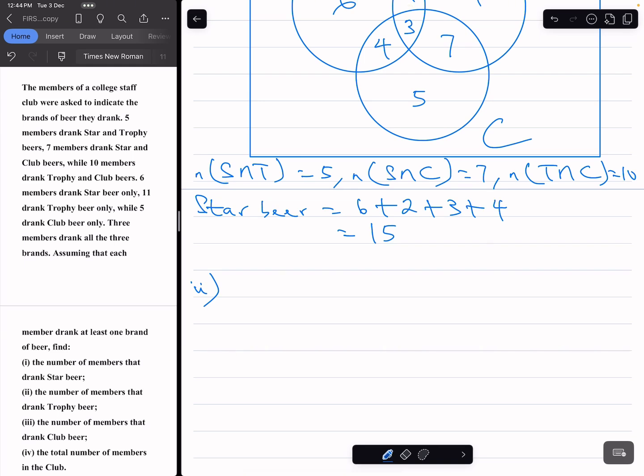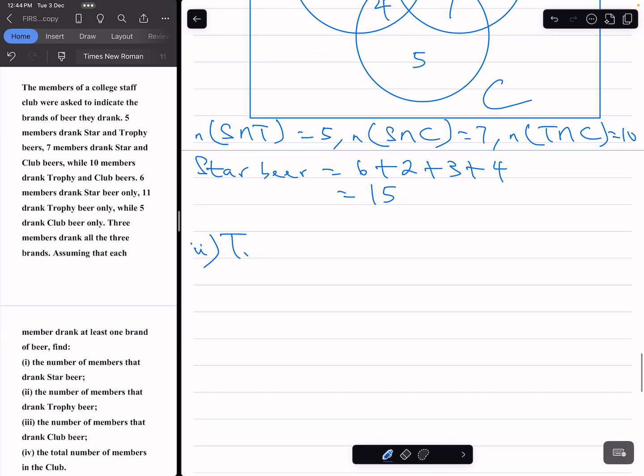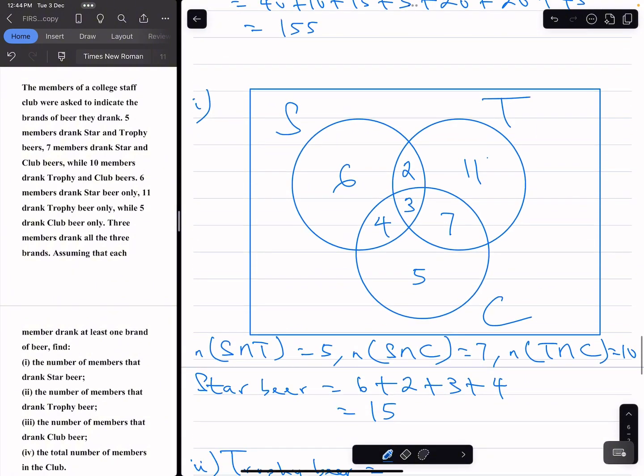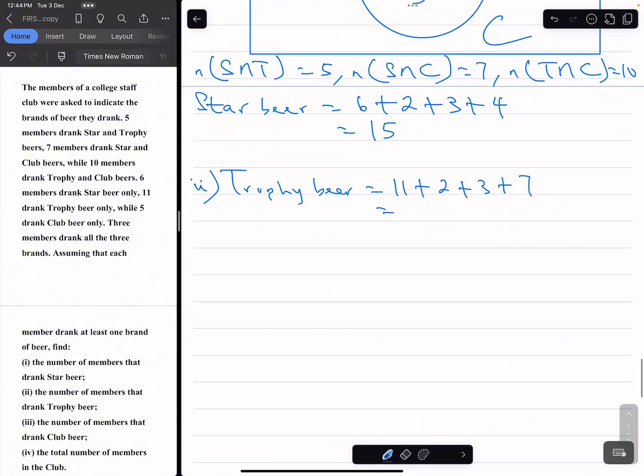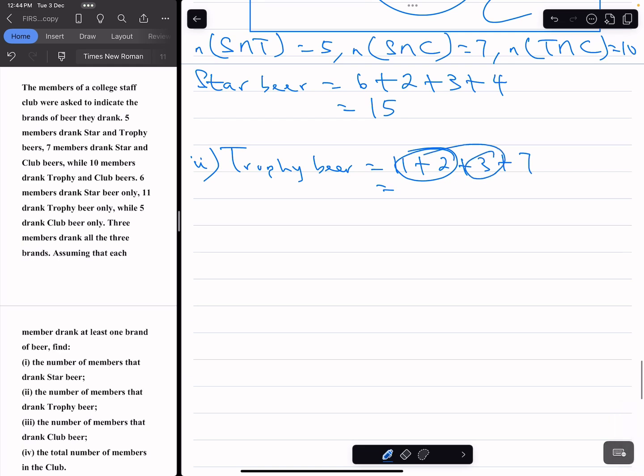the number of members that drank Trophy beer, that's the number of elements in the set T. The number of members that drank Trophy beer will be 11 plus 2 plus 3 plus 7, and that's equal to 11 plus 2 is 13, 13 plus 3 is 16, 16 plus 7 is 23. That means 23 members drank Trophy beer. Roman figure 3, what does that say?